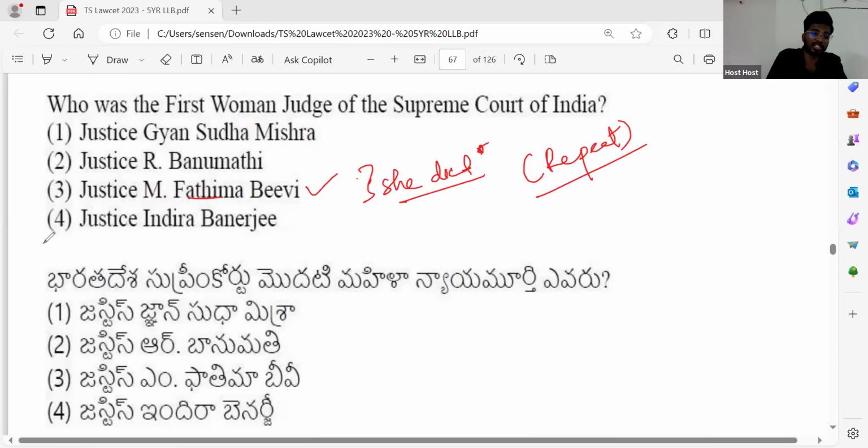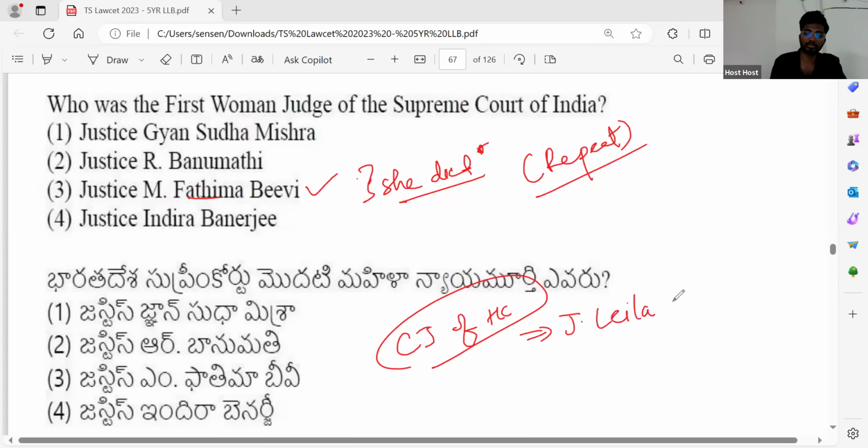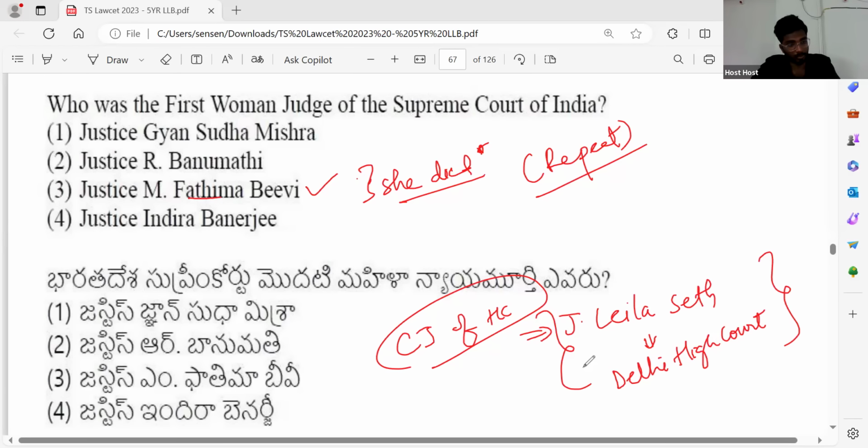Now I'll ask you another question. Who is the first women chief justice of a high court? Any answer? So it is Justice Lawcet. She was the first Chief Justice of Delhi High Court. This is also a very important question.